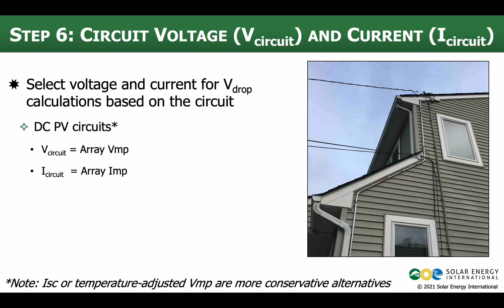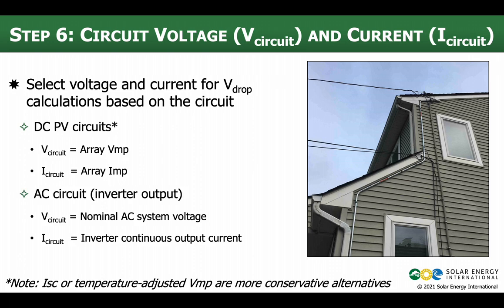If you want to go more conservative, if you're in a really high temperature location, for instance, then temperature adjusted VMP would be a way to account for that, or using short circuit current, which is going to be higher than maximum power current. That'll also be a way to build an extra level of being conservative into the design. If I have less voltage and more current, then the calculation is going to show more voltage drop, and then I'm going to pick a wire accordingly. So again, the recommendation for most cases is just to use array VMP and array IMP.